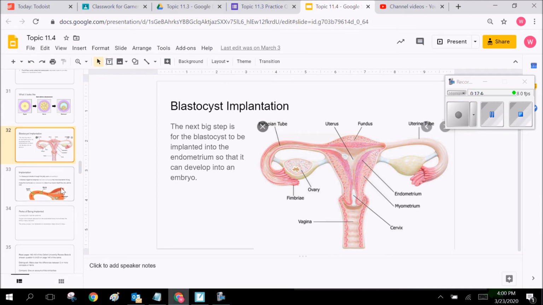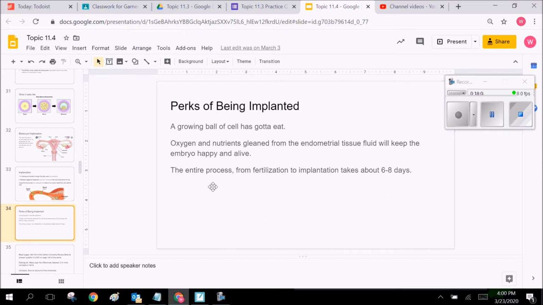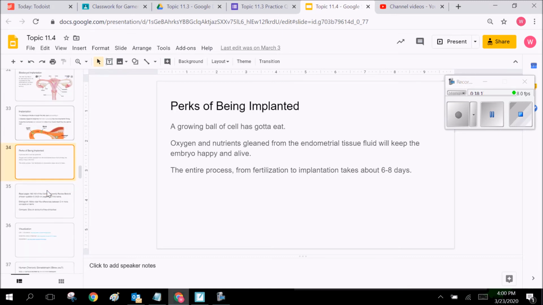So it's going to embed itself in this side of the wall, in the endometrium of the uterus. Here, the blastocyst breaks through the jelly coat that's surrounding it. After it starts to do all that division, it releases digestive enzymes into the endometrial lining in the uterus, and the autocrine hormones are going to allow it to implant itself into the uterine wall. So here we see the zygote, morula, and then the blastocyst implants itself into the wall. If you are implanted into the wall, you are going to be provided with oxygen and nutrients from the mother's body, and you will be allowed to live long term. If you can't implant in the wall, then you'll run out of yolk eventually and you'll die.